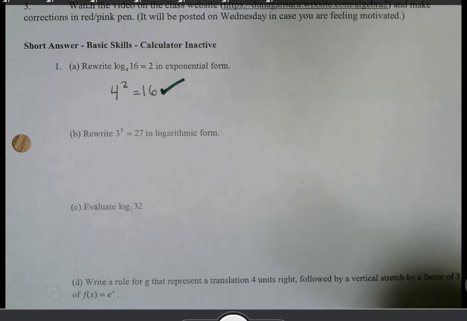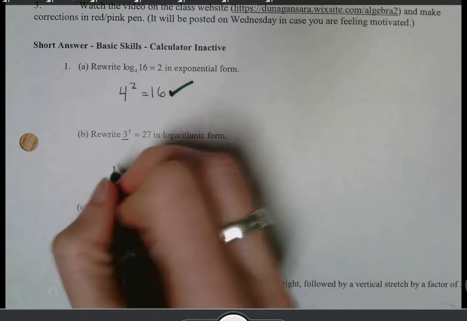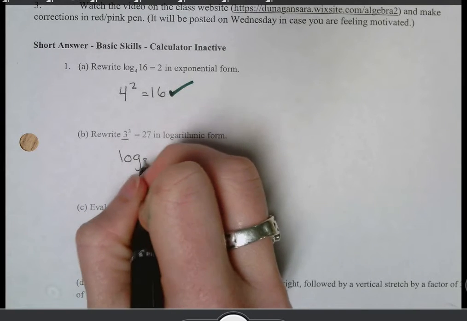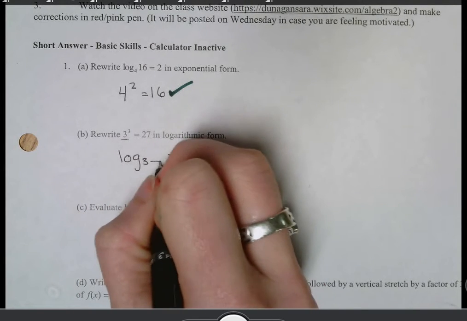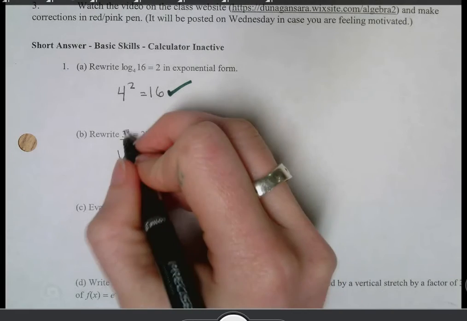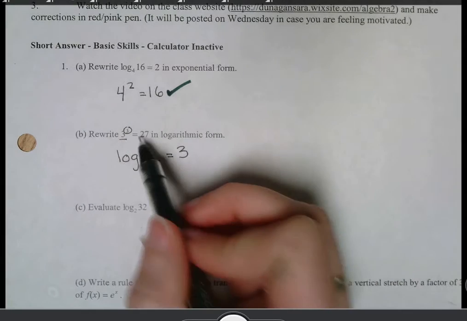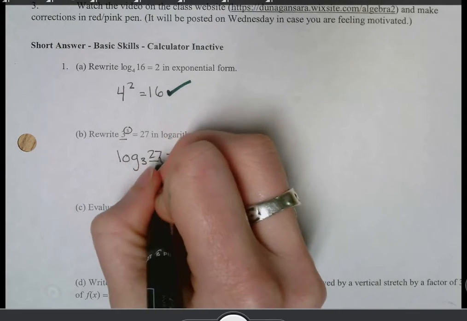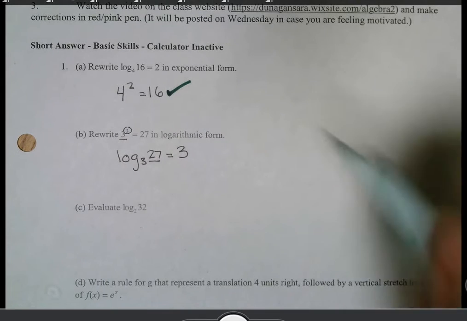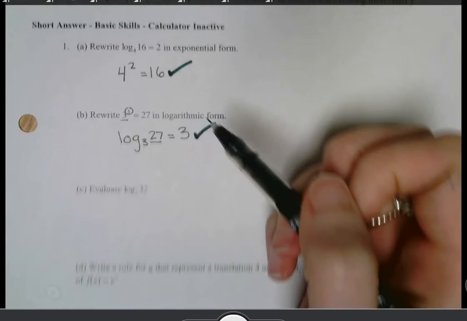Next question, you're just doing this in the reverse order. Once again, their bases are going to match. So the base of my exponent is here, it's a 3, so I'm going to have a log base 3. Now, if you're confused by what goes here, just skip it. Remember, logs are always equal to the exponent. My exponent here is 3. 27 gets plugged in. Worth 1 point, once again. Boom, check. Done if you've got it.